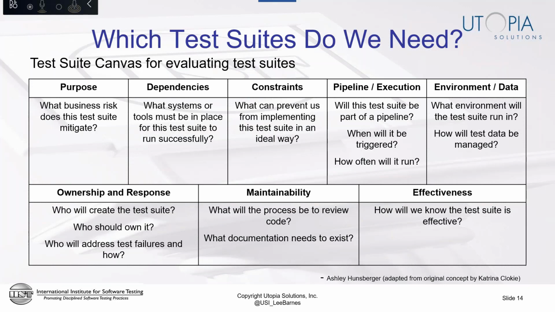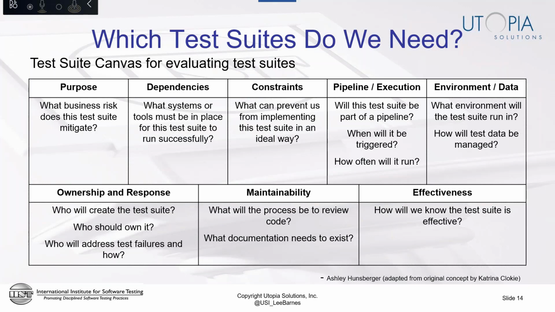Well, first is purpose, right? If you can't define a purpose for a test suite, you probably shouldn't be including it into your pipeline. I think that's fairly obvious. Dependencies, though, are a big issue. So what systems, what tools, what other things need to be in place for us to execute this test suite appropriately? Constraints as well, and this is a big one. What is standing in our way? What obstacles do we have that are preventing us from implementing this test suite in the way we need to implement it?